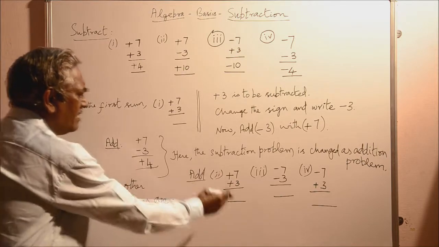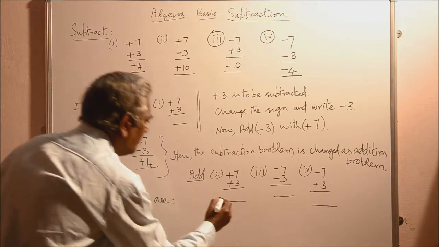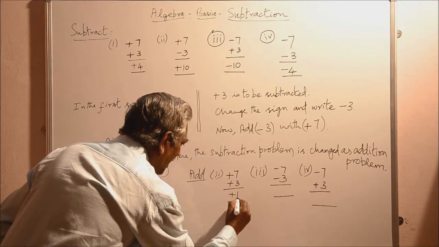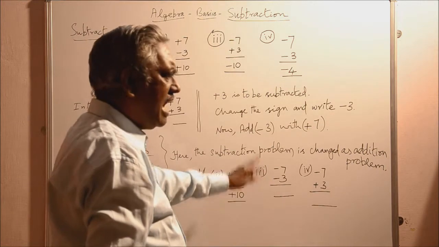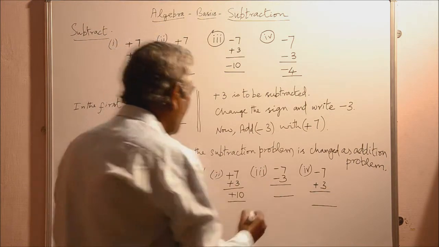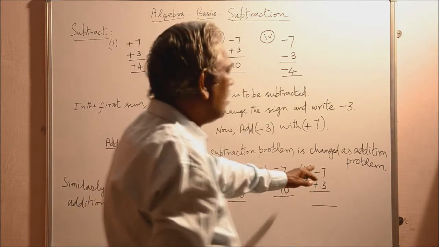See, plus 7 plus 3, they have the same sign. Simply add the numbers and put the same sign. So this is plus 10. Here you get the same sign. Add the numbers and put the same sign. That is minus 10.